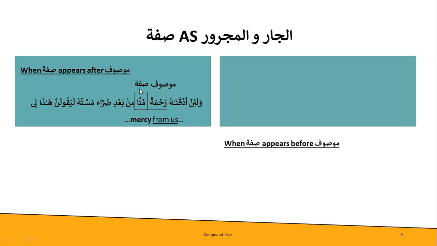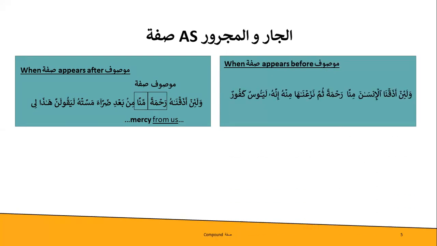Now, in the next case, sifa appears before mawsuf, which you may find unusual in Arabic. So, for example, again we have rahmatan over here, and it's a mawsuf. And then we have minna, which is your sifa, coming before the mawsuf. But you will see the translation is exactly the same as before, mercy from us. So even though the order has been reversed, the translation remains the same.